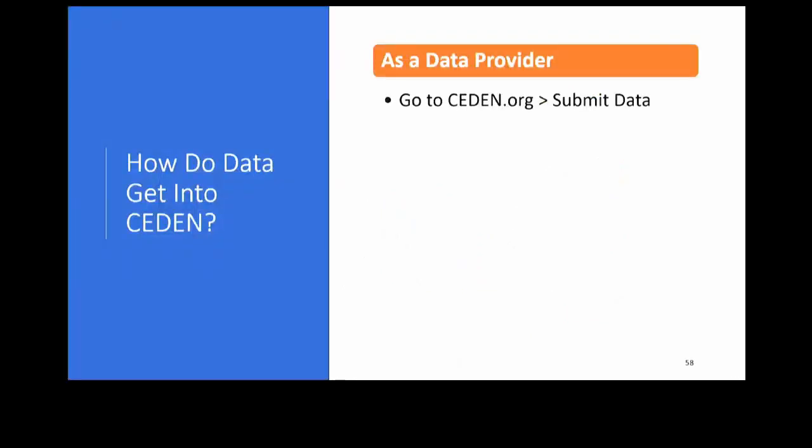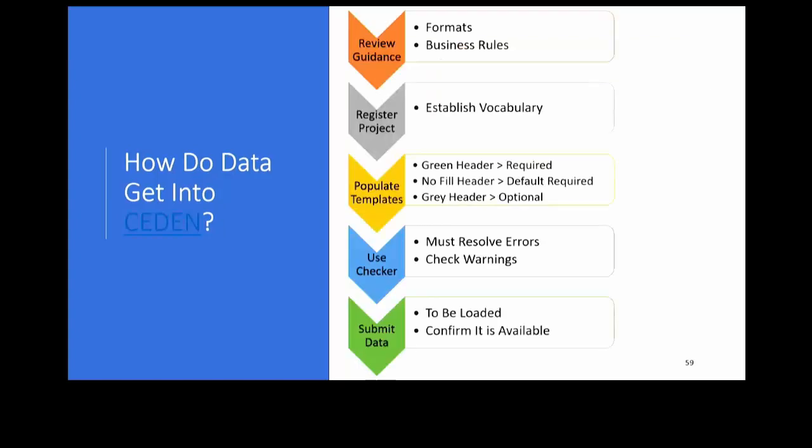But more practically, how is it done? As a data provider, you can go to ceden.org, click on the Submit Data button, and follow the steps there. You want to review the guidance documents that show you the format, so that the first column is your station and your second column is the date. So we have providing data in the same format so it can be ingested by the database that it is being loaded into. You have to follow the same business rules so that the data makes sense and can be used to work together.